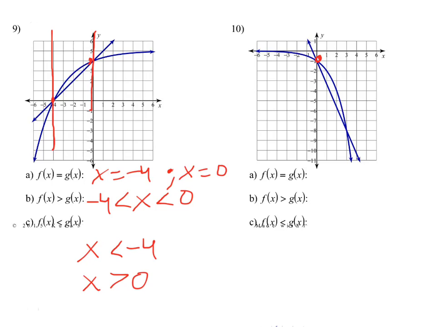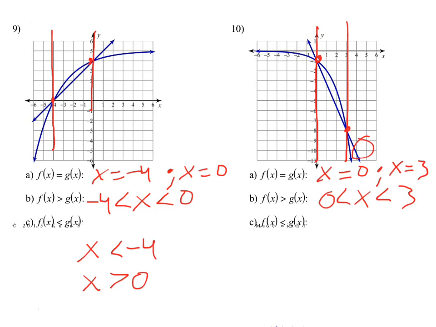Moving on to 10, we have these two intersection points. Those x values are x equals 0 and x equals 3. Right here in the middle, the exponential is greater than the linear one. That's the answer to B then, from 0 until 3. To the outside, the linear function is greater, so that's where x is less than 0 and where x is greater than 3.